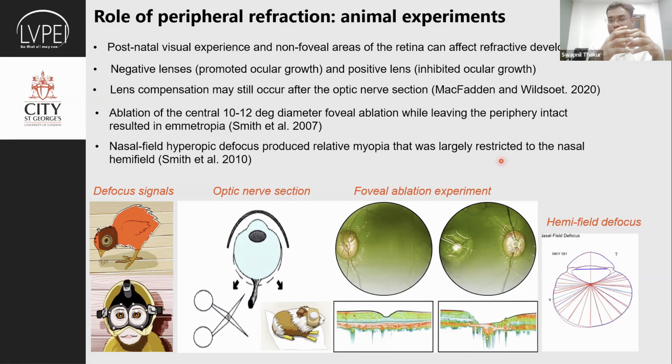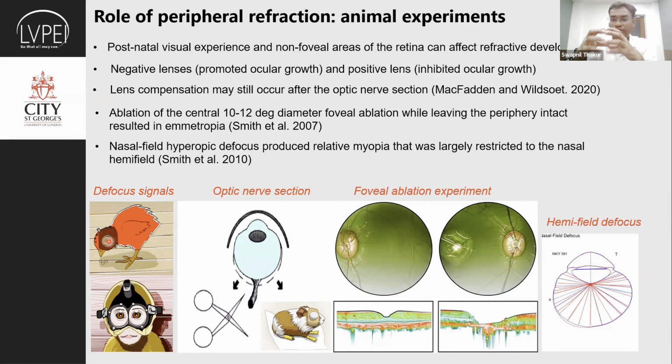After the initial findings from Hoogerheide and Rempt, there was a gap of 30-40 years. We didn't have any information about peripheral refraction and its role in myopia. However, after 40 years, there were a series of animal experiments which demonstrated how peripheral refraction or the peripheral retina is important for refractive development.